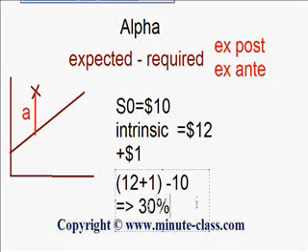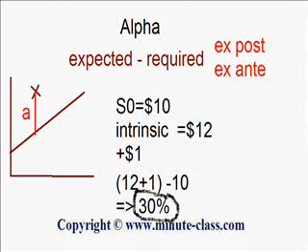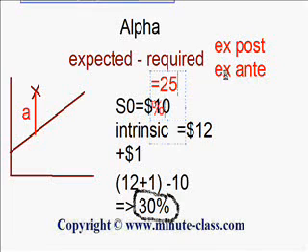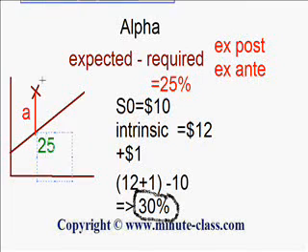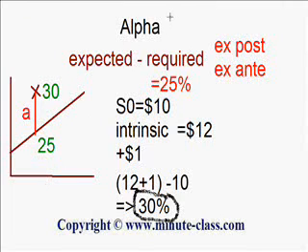So over $10, this is a 30% gain in the stock. So 30% is the expected return. Now, assume that the required rate of return is equal to 25%. So it means that from this line, this point is 25, while this point is 30. So the alpha is going to be 5%.